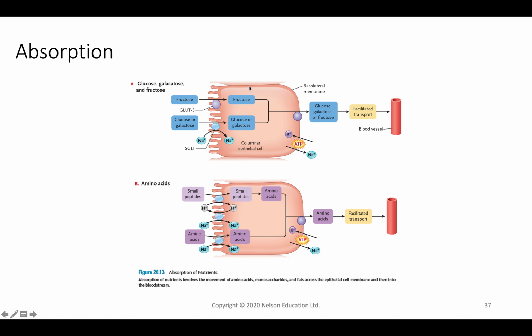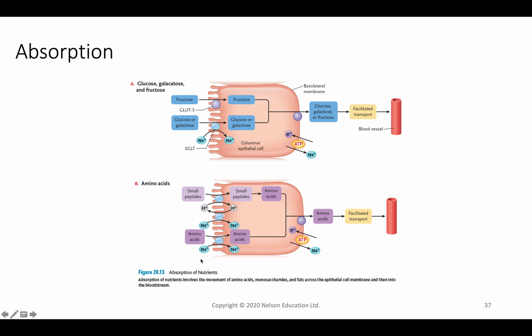And then once they get sent in, they just go directly across and facilitated transport into the blood vessels. So sugars have no problem going across. These are the microvilli. This is the columnar epithelial cells of the intestines. Sugars have no problem going right on in to the cell, across the cell, and being sent right back out, and then picked up by the blood supply.